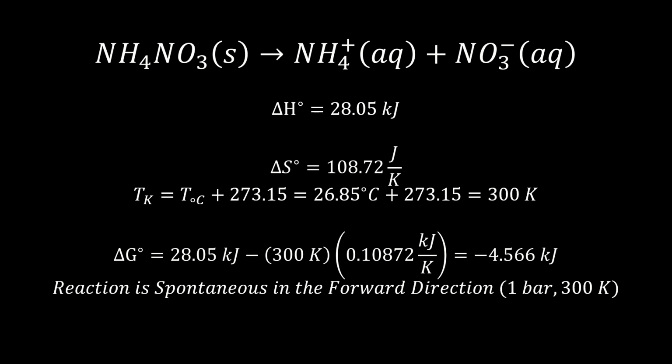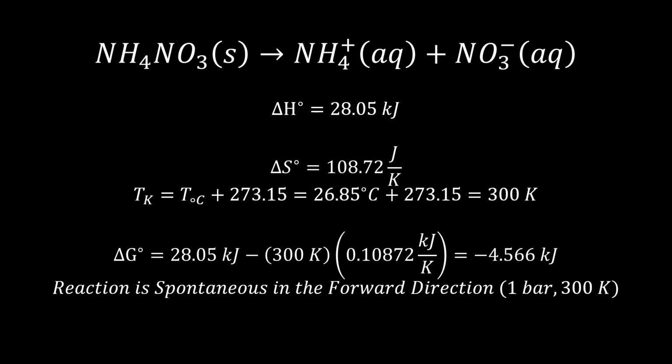Now then, delta G would therefore be 28.05 kilojoules minus 300 Kelvin times 0.10872 kilojoules per Kelvin, essentially taking our entropy value, if it's in joules, dividing it by 1,000 to get it in kilojoules per Kelvin. And then that entire expression ends up equaling negative 4.566 kilojoules. Therefore, the reaction would be spontaneous in the forward direction if we're at 1 bar pressure and 300 Kelvin in temperature.